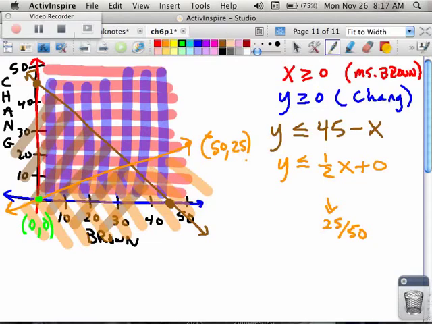Another place that we could talk about is the intersection of the blue and the brown lines, and that would be at (45, 0), which means, of course, that if you're talking about that Mr. Chang gets 0 hours. Well, that doesn't really make any sense. That means they weren't sharing at all. So then our last place would be the intersection of the brown and the orange lines, which we're going to have to find later.